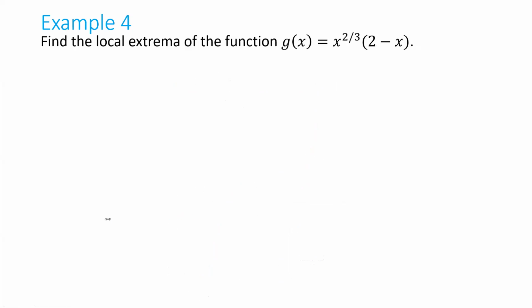So let's try another example. I think we did something similar to this in a previous section. Find the local extrema of g of x equals x to the 2/3 times 2 minus x. So here I want you guys to try it out. If I distribute the x to the 2/3, then you get 2x to the 2/3 minus x to the 5/3. Remember, that makes it a little bit easier to take the derivative.